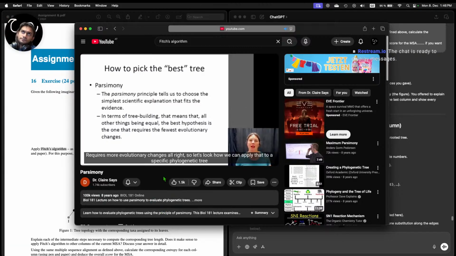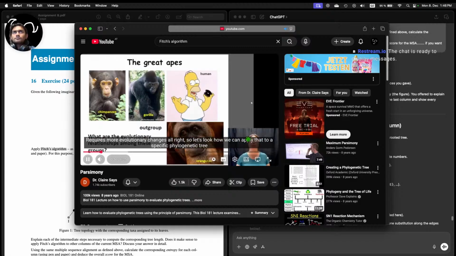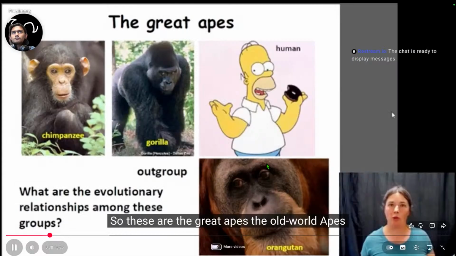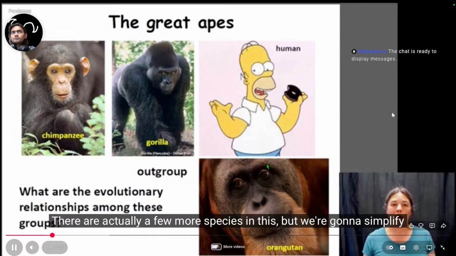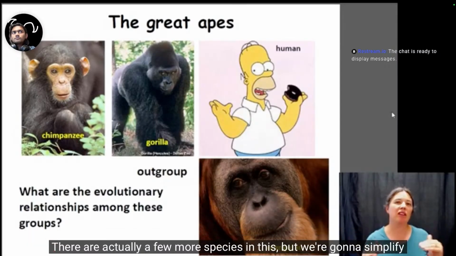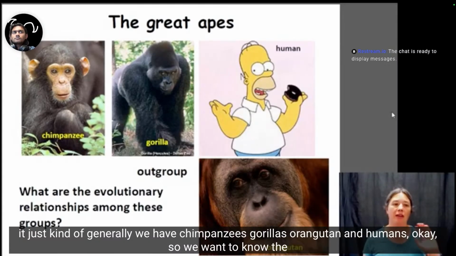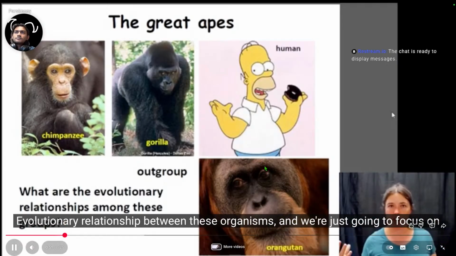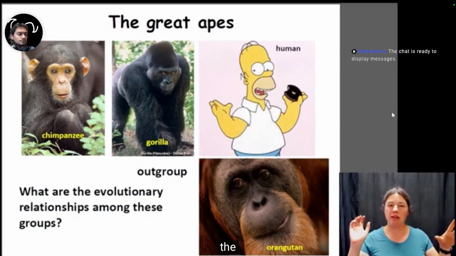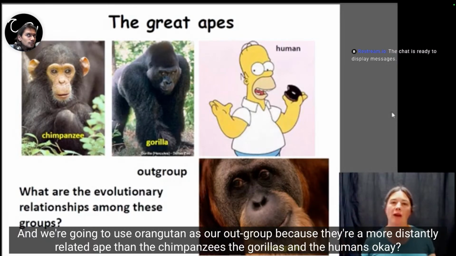All right, so let's look how we can apply that to a specific phylogenetic tree. So these are the great apes, the old world apes. There are actually a few more species in this, but we're going to simplify it just kind of generally. We have chimpanzees, gorillas, orangutans, and humans, okay? So we want to know the evolutionary relationship between these organisms. And we're just going to focus on the chimpanzees, gorillas, and humans, and we're going to use orangutans as our outgroup because they're a more distantly related ape than the chimpanzees, the gorillas, and the humans, okay?